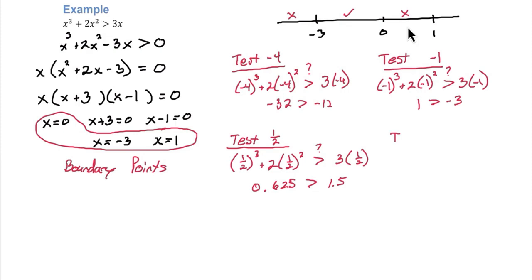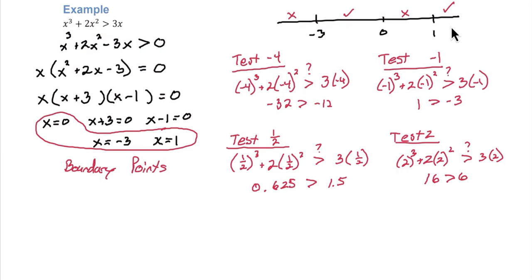And finally, we will test something bigger than 1. Let's test 2. 2 cubed plus 2 times 2 squared. Is that greater than 3 times 2? Here we get 16 is greater than 6, which is a true statement. So we want to keep that fourth interval.